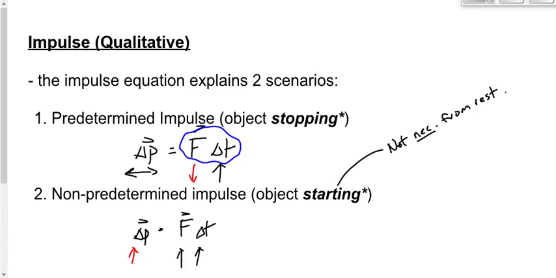Here, force and time aren't related to each other like they were back here. Here, force is related to impulse, as is time related to impulse. Increase force, increase impulse. Increase time of contact, increase impulse. Make sense?